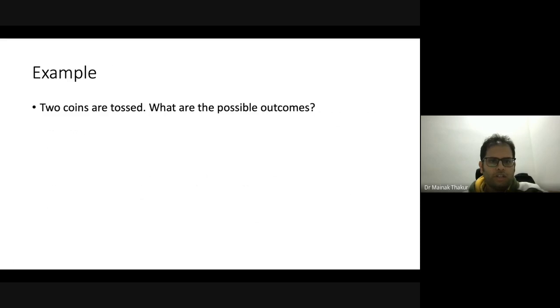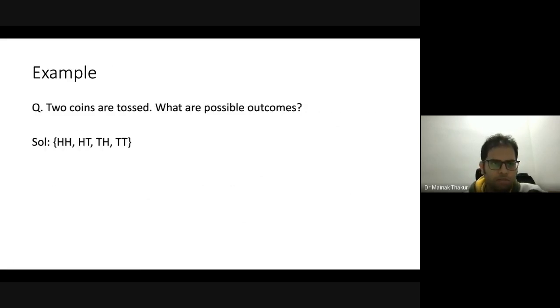Two coins are tossed. What are the possible outcomes? These will be the possible outcomes: head head, head tail, tail head, tail tail. Now with each outcome you can associate one probability, right? The probability of this event happening is 1/4. This is 1/4, this is 1/4, this is 1/4, right? So you can associate probability.